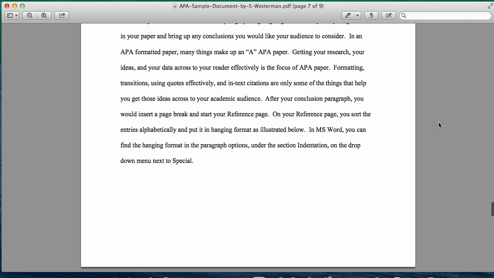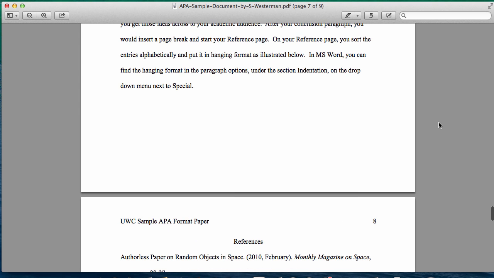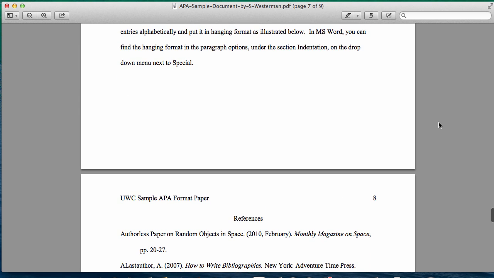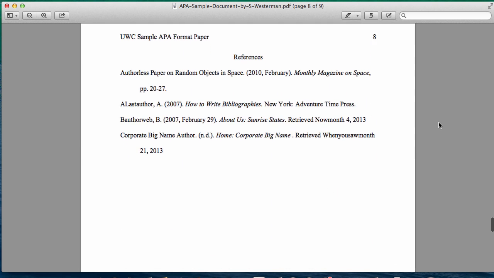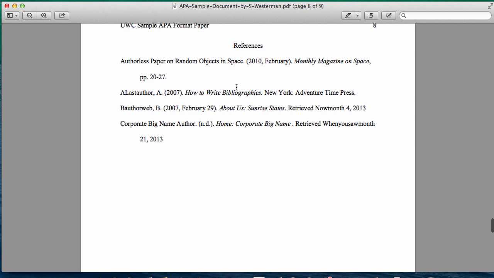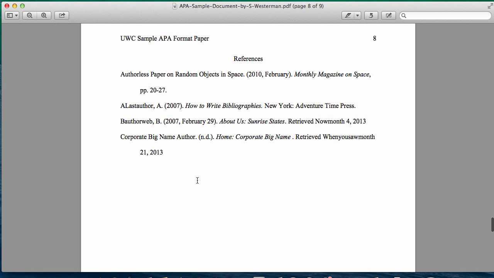After your conclusion paragraph, you would insert a page break and start your reference page. On your reference page, you sort the entries alphabetically and put them in hanging format as illustrated below. In Microsoft Word, you could find the hanging format in the paragraph options under the section indentation on the drop-down menu next to special. And take a look at the sample reference page here, in which it's labeled References, centered, double spaced completely with all the entries, and then the hanging indent is every line after the first line is indented 5 spaces over.